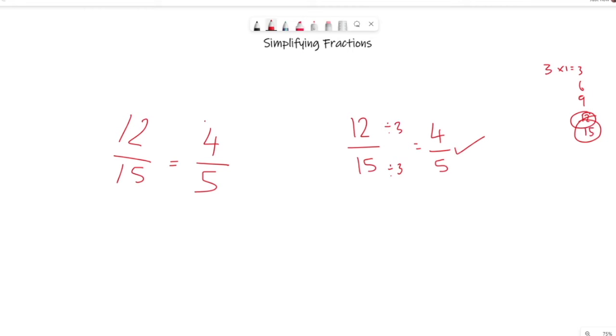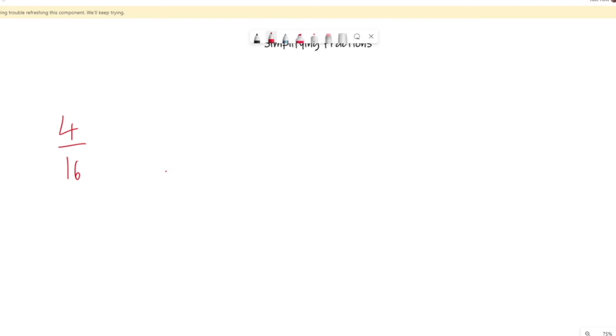Okay, so let's do some more examples. So you can see 4 over 16. Do they both go in the same timetable? Yes, I'll say they both go in the table of 4. So we should divide them by 4. So 4 divided by 4 is 1, and 16 divided by 4 is 4. So this is the lowest form.